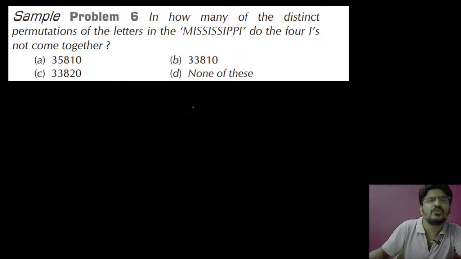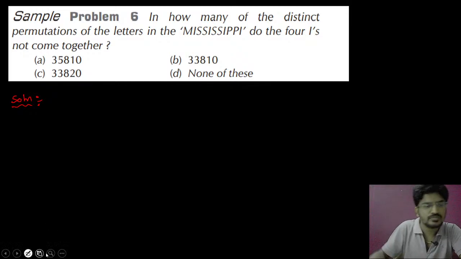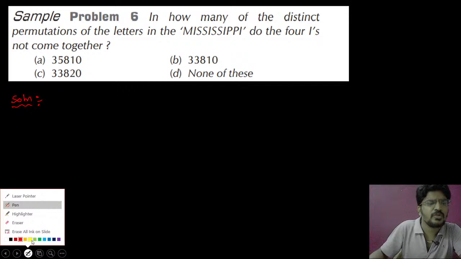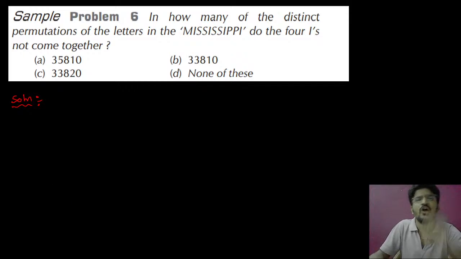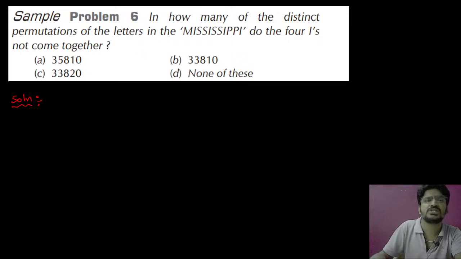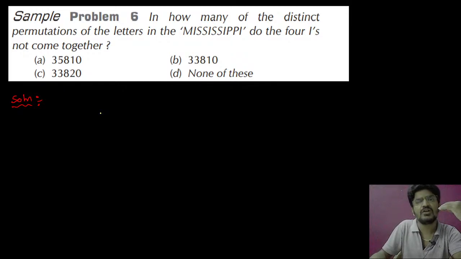Okay, now we can go for problem number 6. First, read the problem very carefully. In how many of the distinct permutations of the letters in the word Mississippi do the 4 I's not come together? So they are asking for 4 I's not coming together.